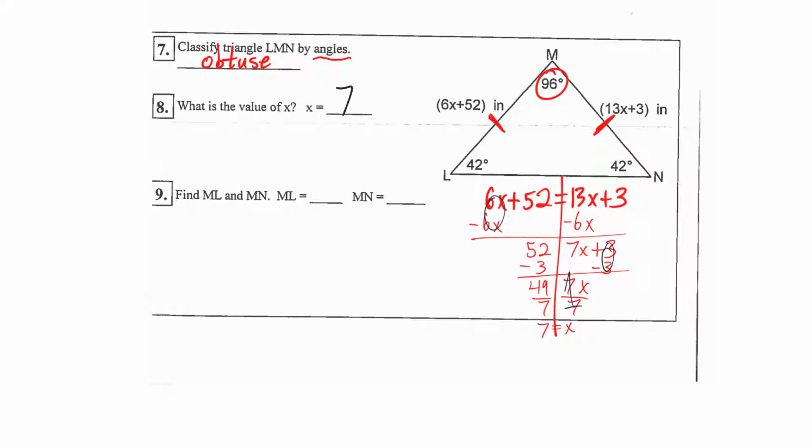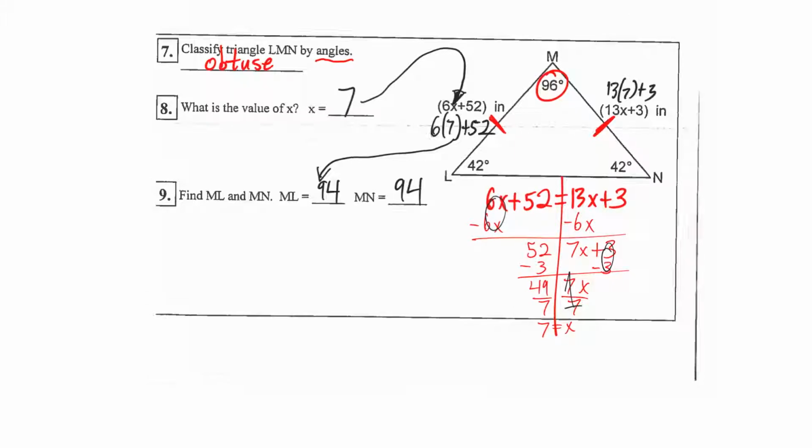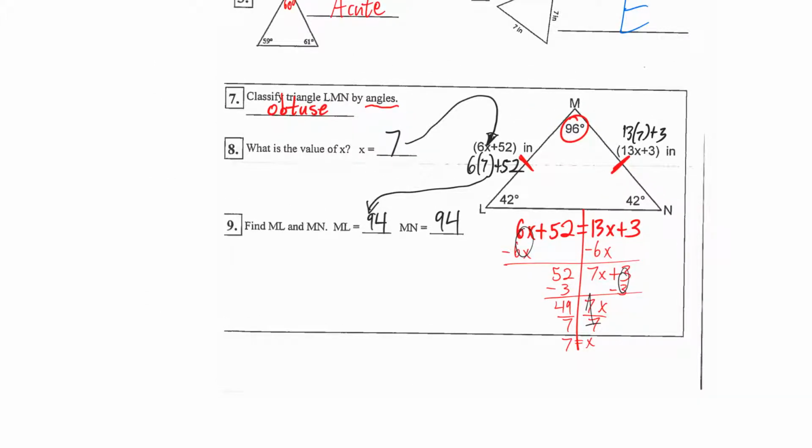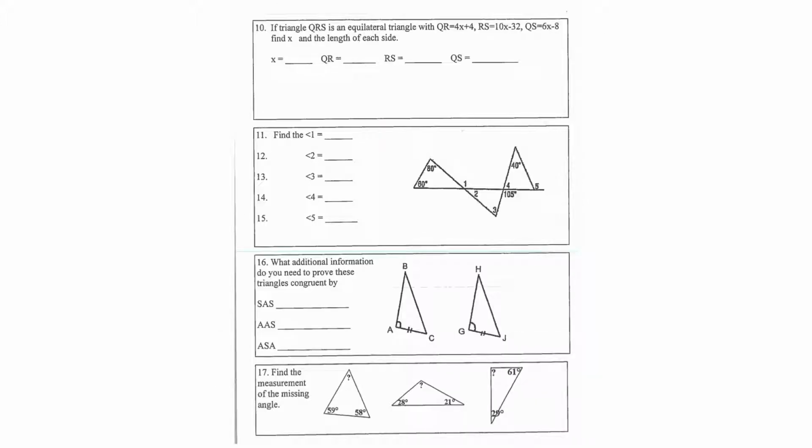Okay? Now I know what x is, so now I want to find out what ML is. So what am I going to do? Take it in there, plug it in right there. So 6 times 7 plus 52 is what? Is 94. And the other one, if you do 13 times 7 plus 3, that's going to give you 94 also. Okay, next one.